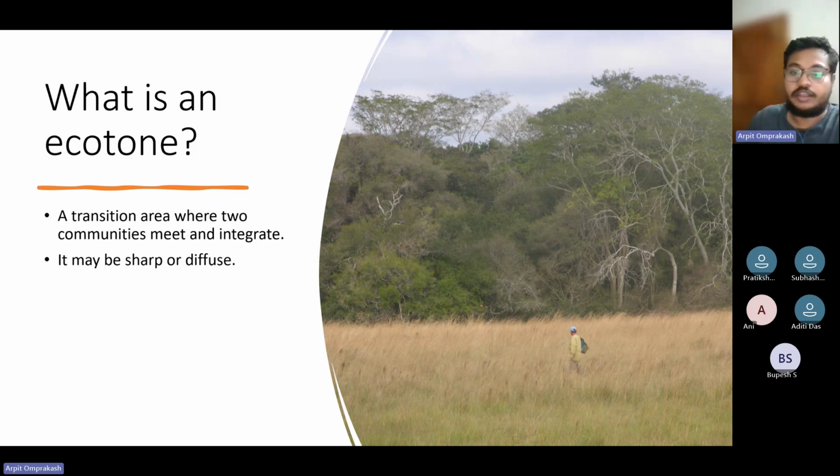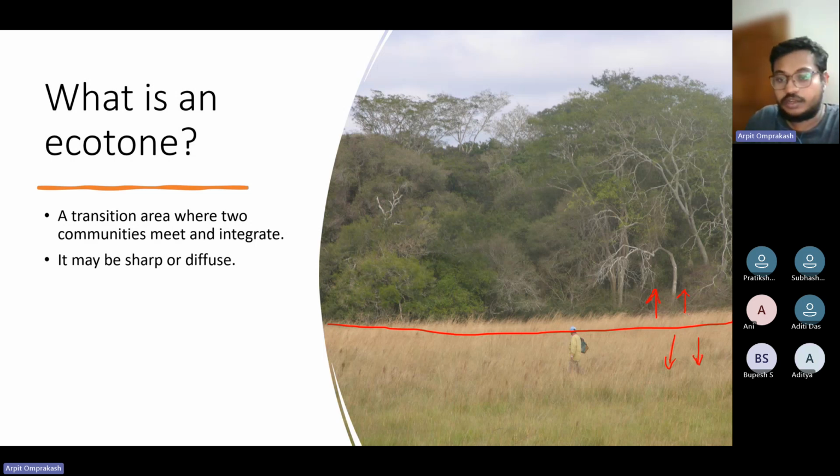For example, here in the image, you can see that this line here is basically the dividing line between the forest, which is on this side of the line mostly, and the grassland, which is on this side of the line. So this line is called an ecotone. In this case, it's a sharp ecotone because on one side of the ecotone there's grassland, on the other side there's forest. So there's no mixing of them. There's a steep line between both of them.